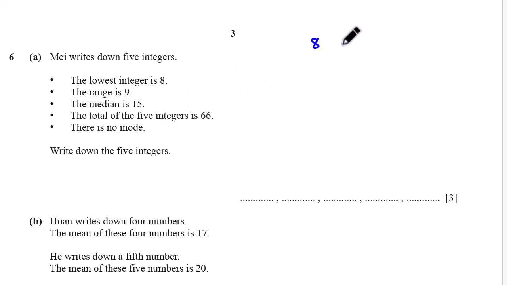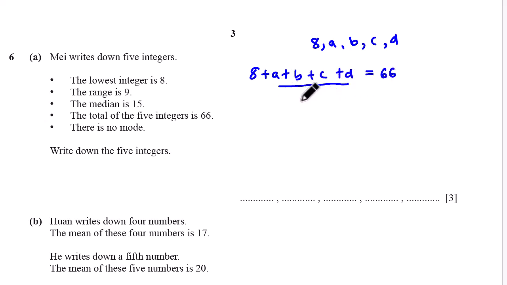So if you add 8 plus, let's say the next number is A, the next is B, C, and then D. If you add them all together to give you 8 plus A plus B plus C plus D, you should get 66. So it means the sum of the first 4 is going to be 66 minus 8, which is 58.